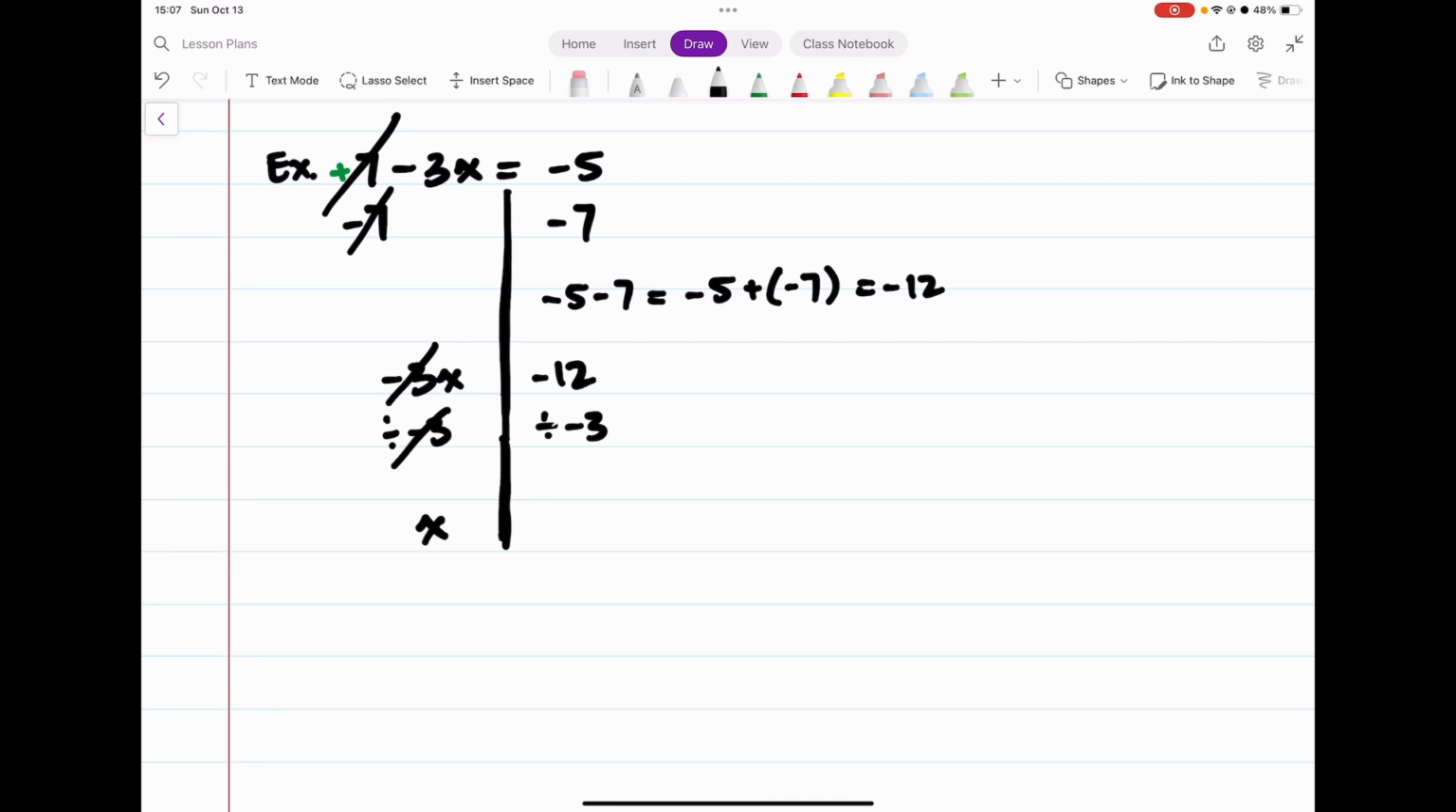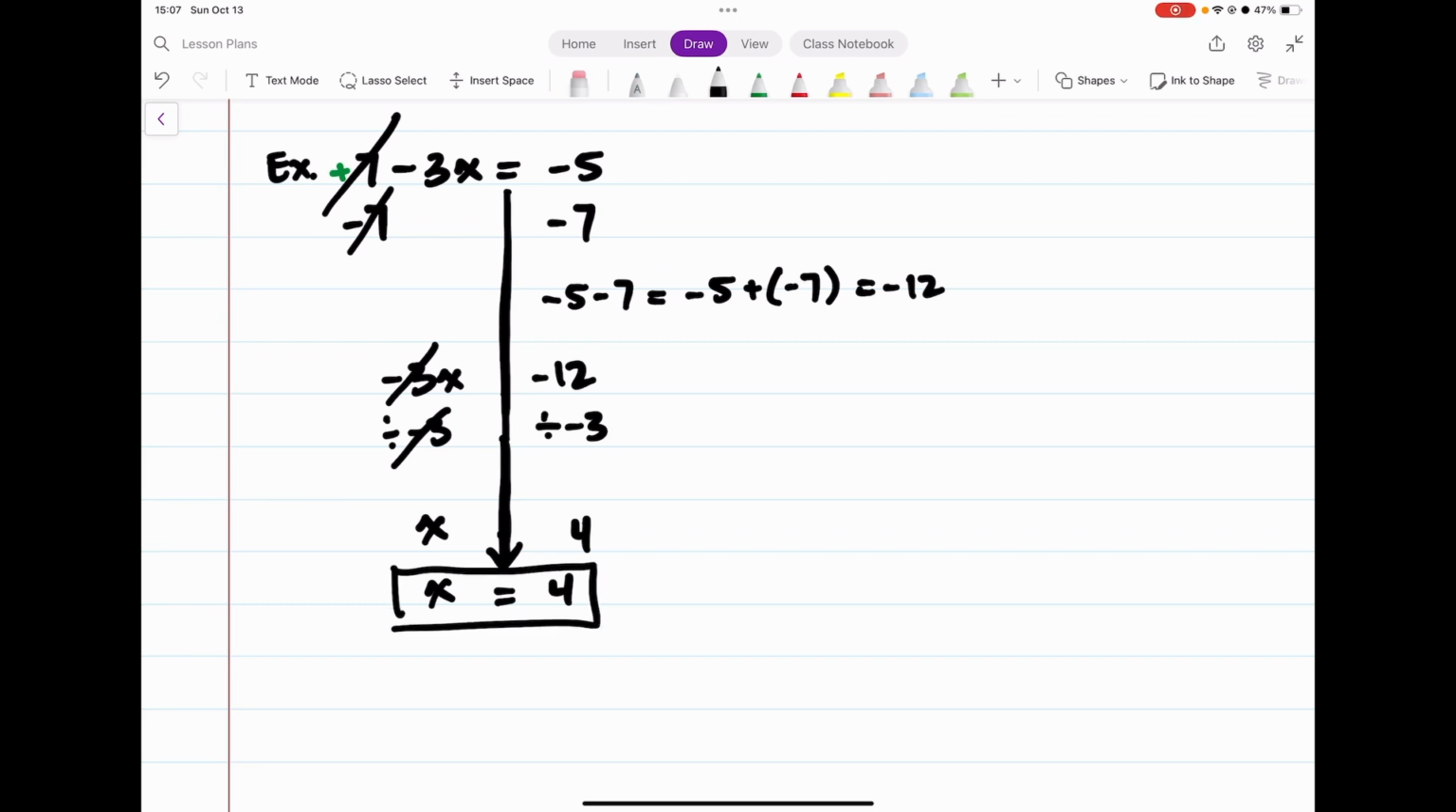And so I'm left with x. And now on the right side, remember for this kind of question, you start with the numbers. So 12 divided by 3 is 4, and negative divided by negative is positive. So I don't have to put a plus there, but that's the answer. X is already isolated, so I put the equal sign back in, and I have x is equal to 4, and that should be my answer.